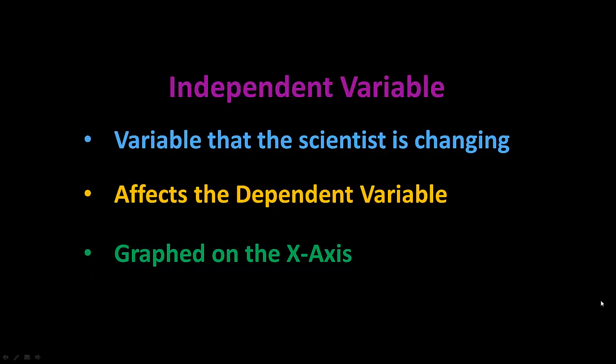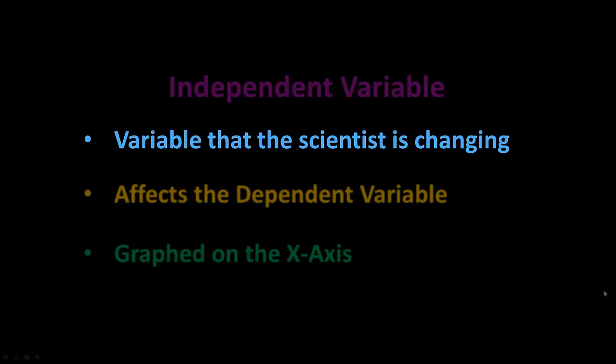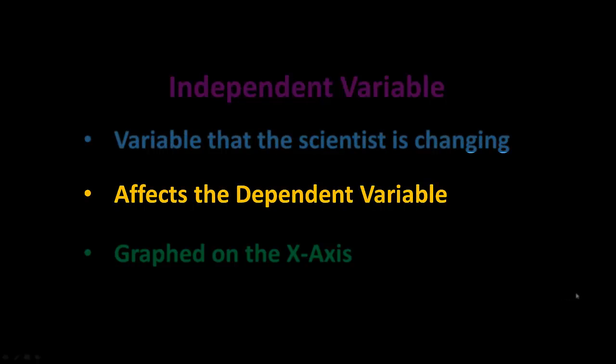The first type is the independent variable. That is the variable that the scientist, or you, changes when performing an experiment. It is independent, which means nothing should cause this variable to change except you. Therefore, it's independent. The independent variable affects the dependent variable, or this is the thing that makes the dependent variable change.